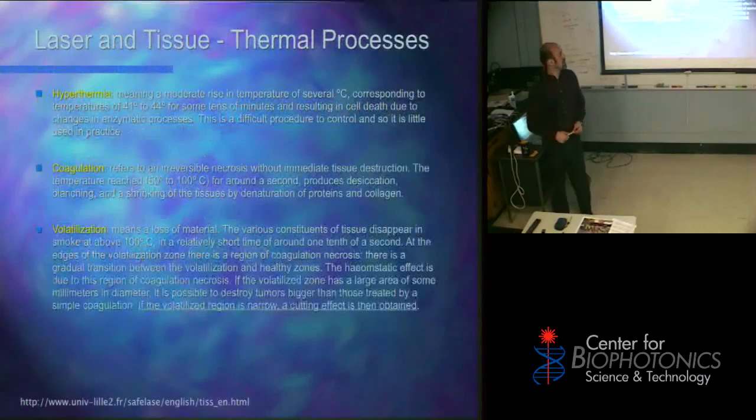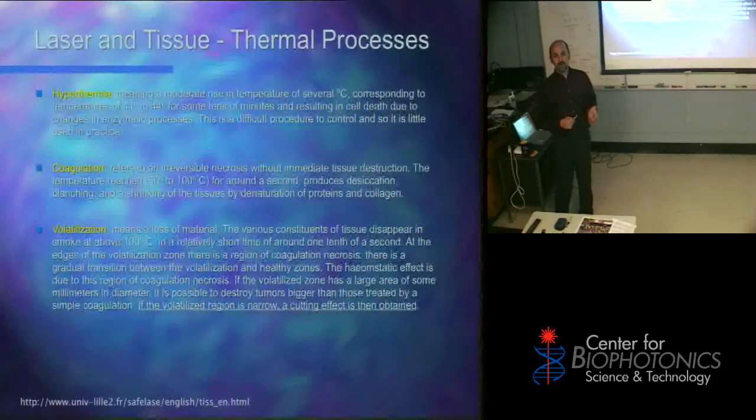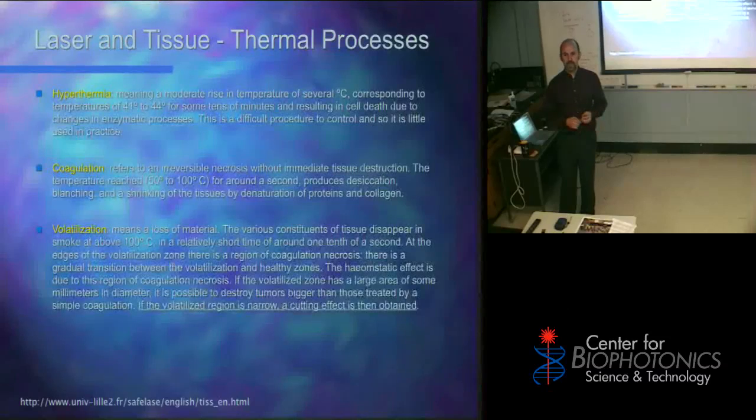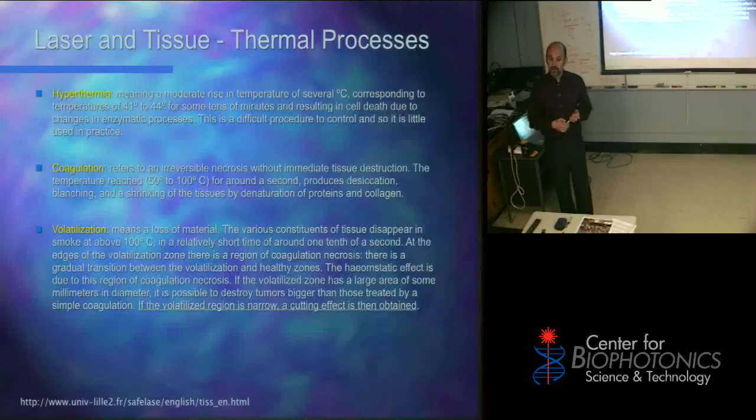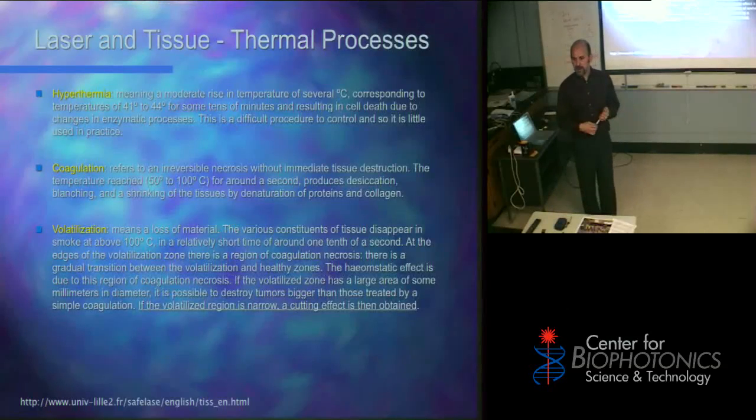So, thermal processes. There's three main thermal processes. One is called hyperthermia. What do you think hyperthermia would mean? Yes, excessive heat. So, if I keep living tissue, cells, at 41 to 44 degrees centigrade for 10 minutes or more, I will get some cell death because I'm effectively shutting down some of the enzymatic processes that keep the cell alive.